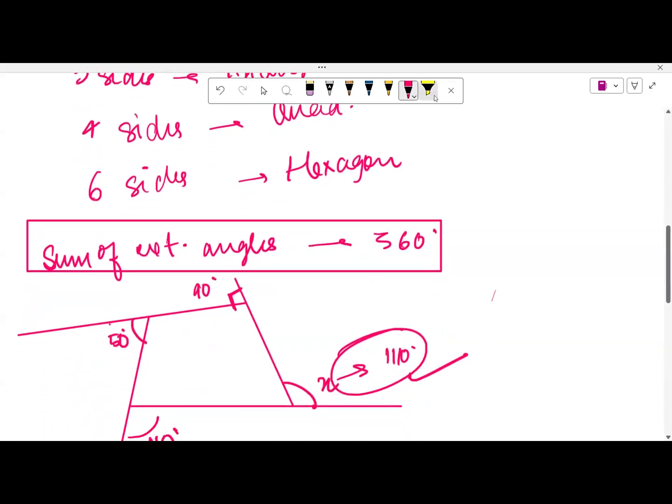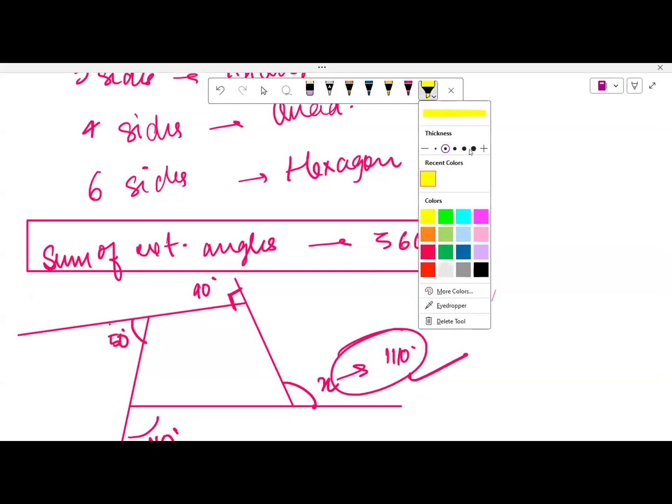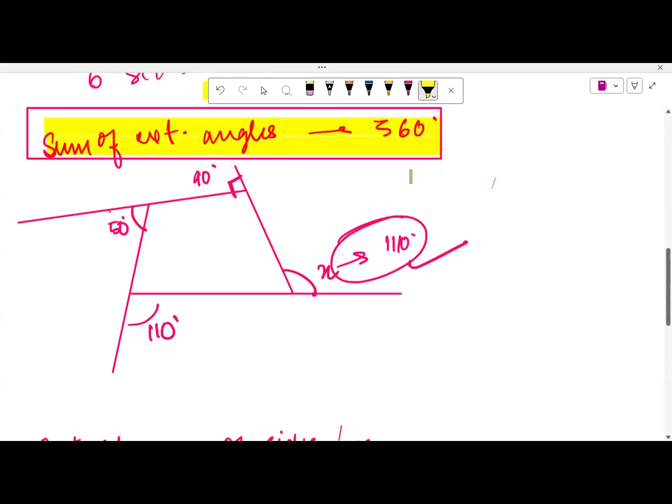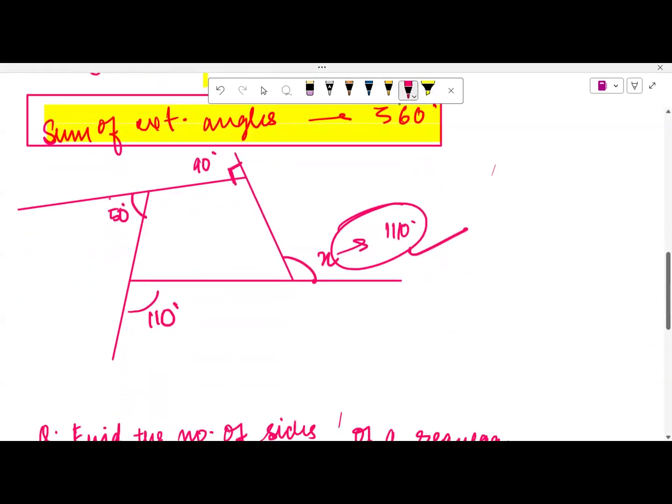Then I taught that we have a formula: the sum of the exterior angles of a polygon is equal to 360 degrees. Using this formula, we did one example, which is like this. Just go through this example and tell me, are you able to do it?